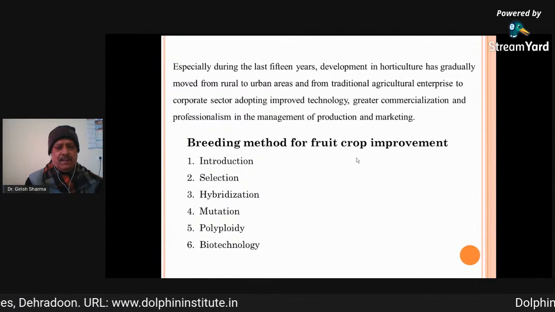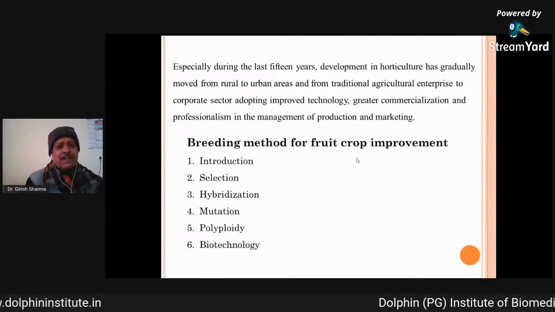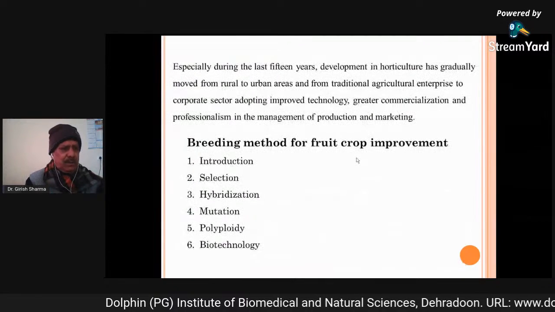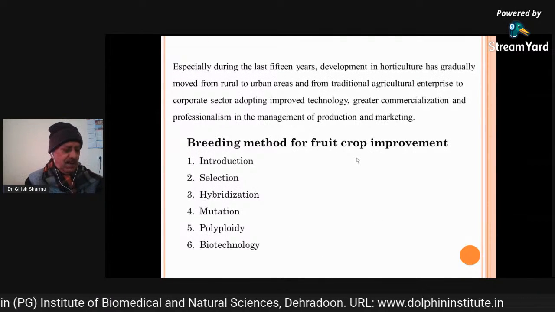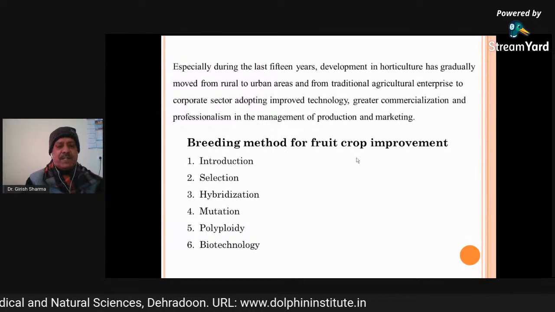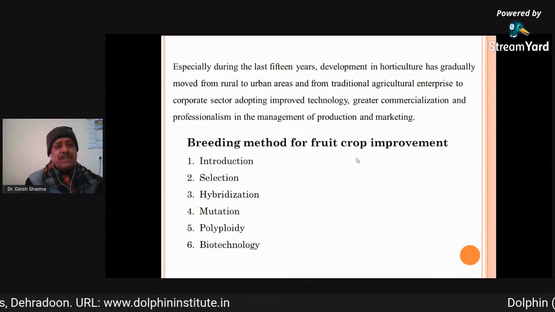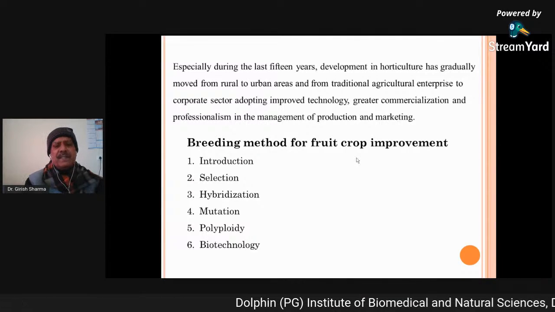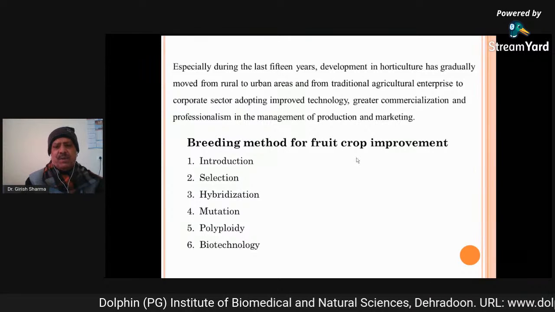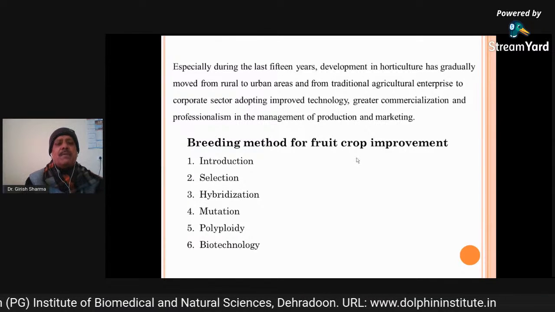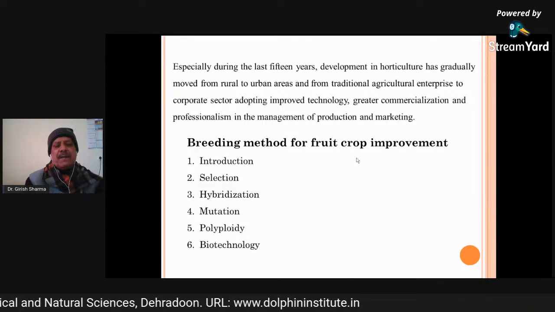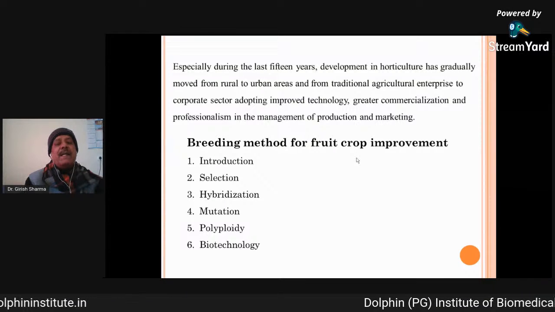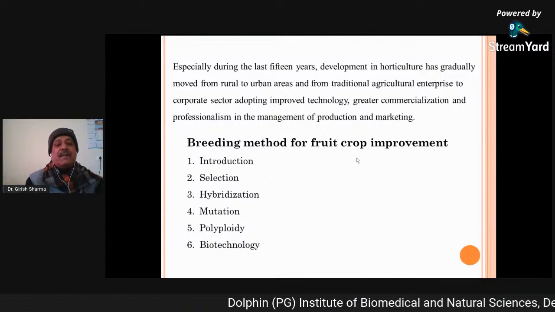Now comes the second method of breeding, selection. This comprises making selection, whether from introduction. What happens is, during selection, it is not one or two varieties. Several varieties are brought from different countries. They are planted at specific stations for their performance, and thereafter, the ones performing better than the already established cultivars are selected, and these are multiplied and given to the farmers for cultivation.